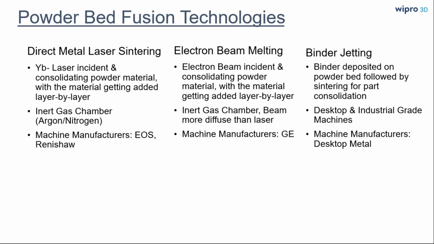So just to give you a brief overview, I'll be covering the principles of each of these in the next few slides. But in direct metal laser sintering, you have a terbium laser, which is incident and which consolidates the powder material. And again, the material is getting added layer by layer. The powder bed, the build bed, essentially gets lowered layer by layer.